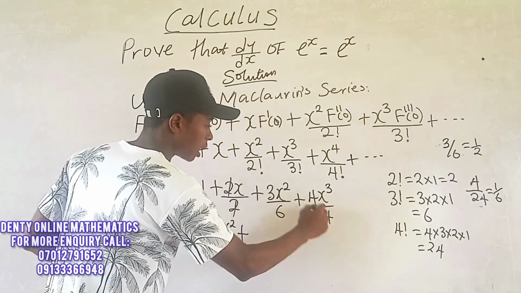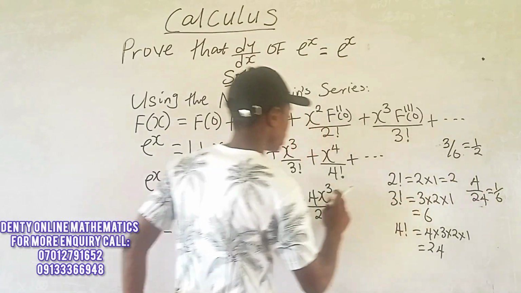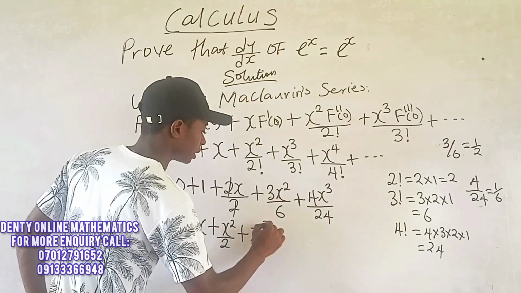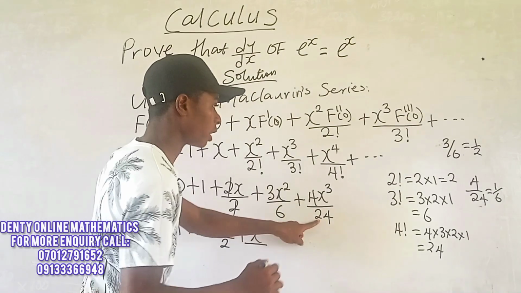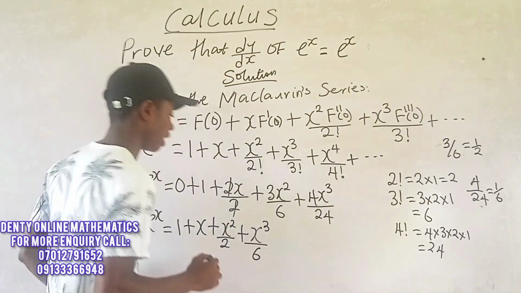Now we are going to replace that. Remember, the 4 will cancel out because 4 goes into 24. 1 over 6. You can see 1 over 6. So the 1 will multiply the x cube. We're going to have x cubed over 24, now we reduce to 6, because 4 has gone into the 24 and what was left was 6.